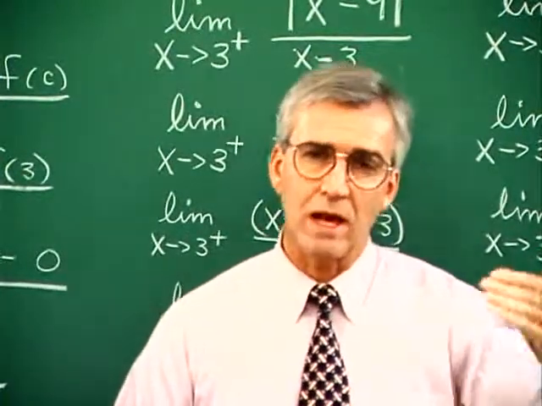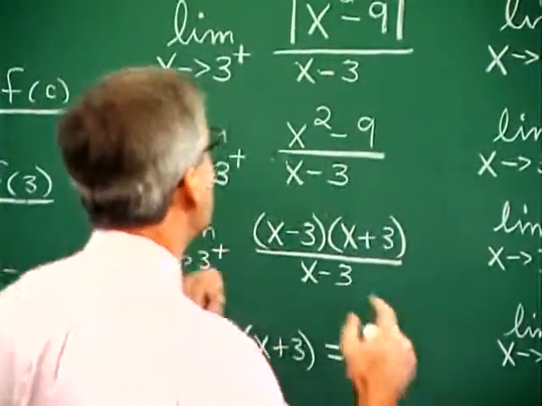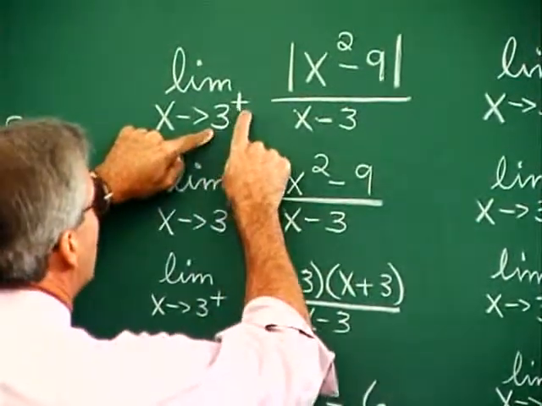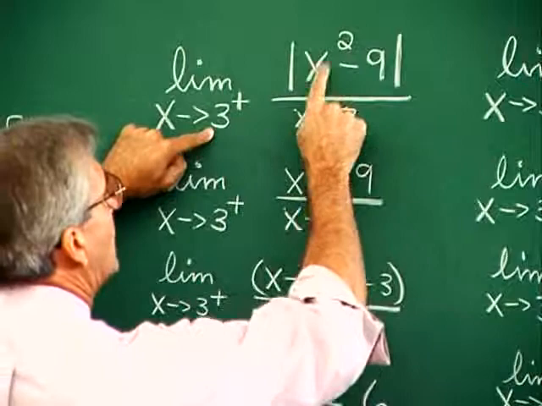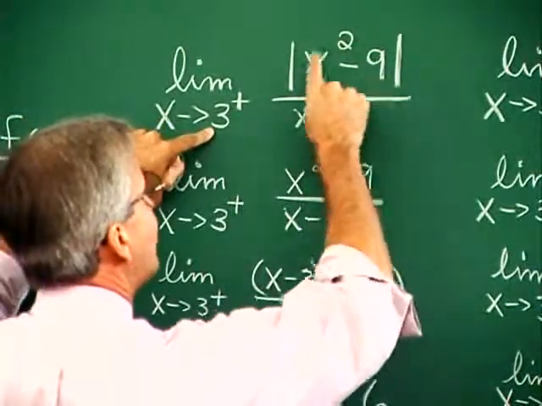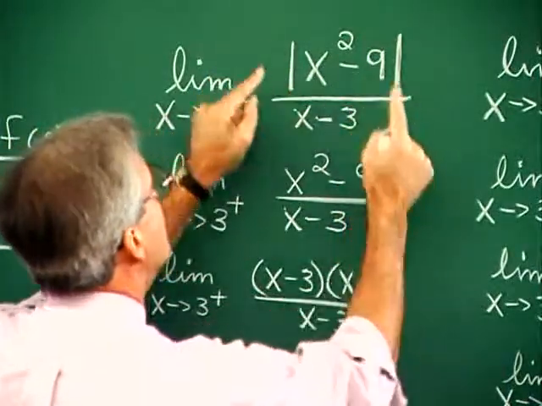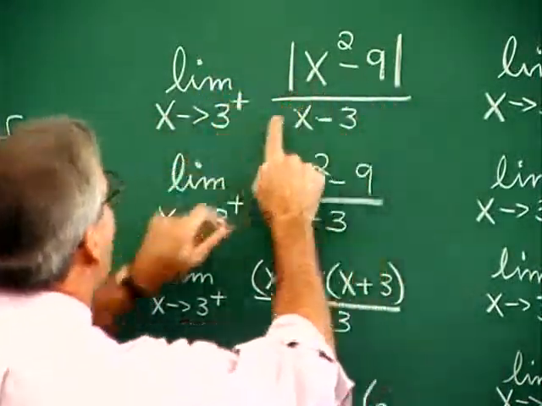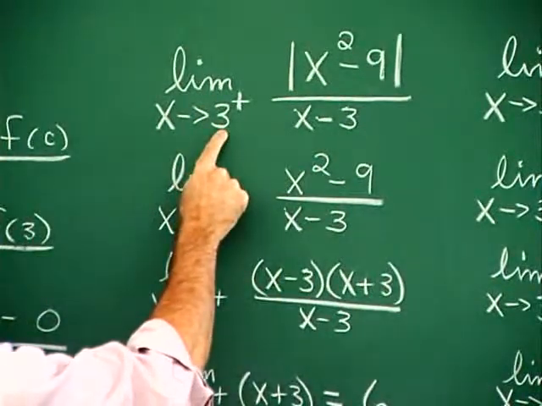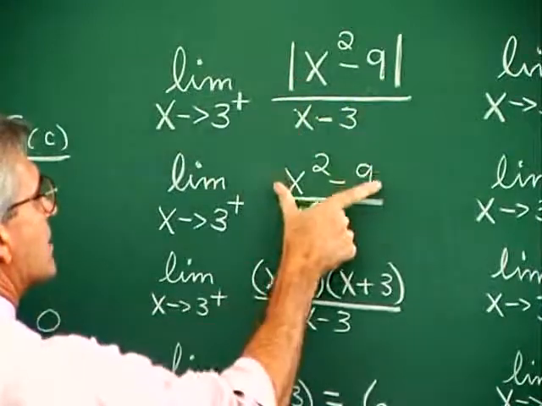When we approach from the other side, we're taking the absolute value of a negative number. When x is a little bit bigger than 3, x squared is a little bit bigger than 9, and when we subtract 9, we have a positive value. So the absolute value of the expression is the expression itself. So as we approach 3 from the right, this becomes this.